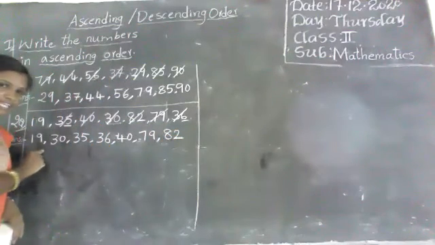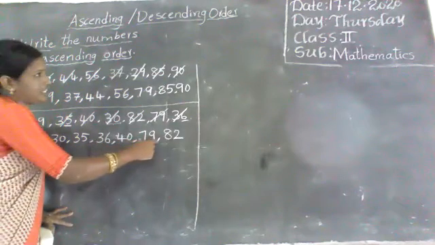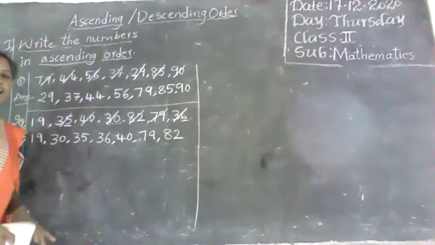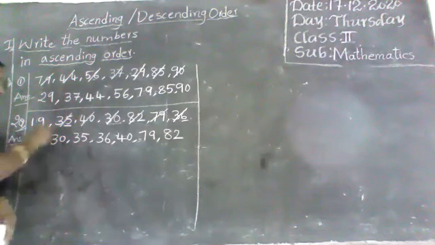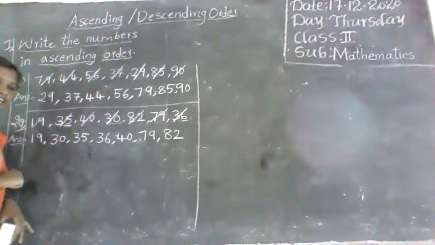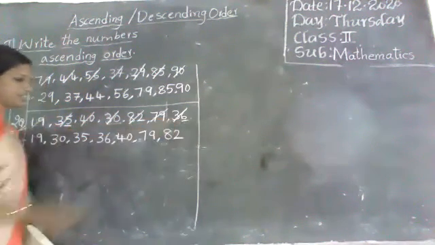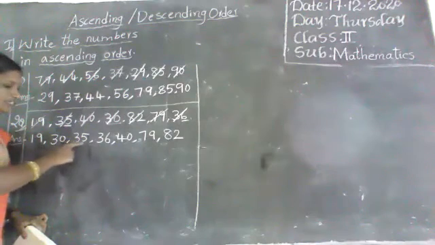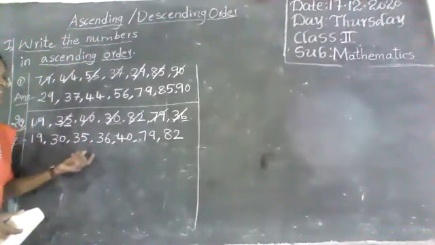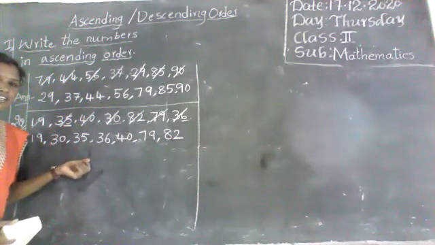Okay, let us read: 30, 35, 36, 40, 79, 82. Okay, children, now we have arranged in ascending order. Did you complete? Let us count how many numbers are there: 1, 2, 3, 4, 5, 6, 7. Seven numbers are coming. So this is called ascending order.